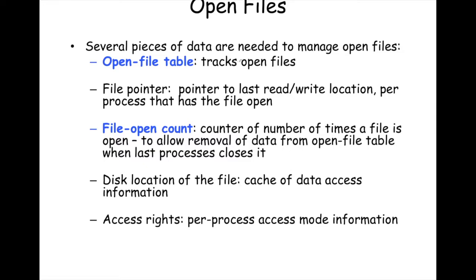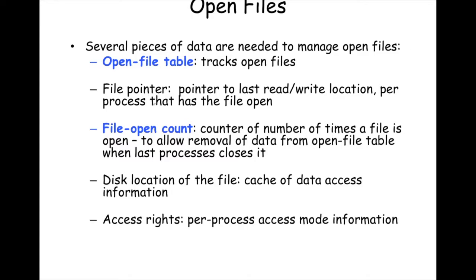And so several pieces of data are needed in order to manage a file that's open. You need what's called an open file table, and that's going to track all the files that are open for a particular process. You're going to need a file pointer, and that's going to be a pointer cursor to the last read-write location for each process that has the file open. Because if you're going to read or write, you have to know read from where or write to where.